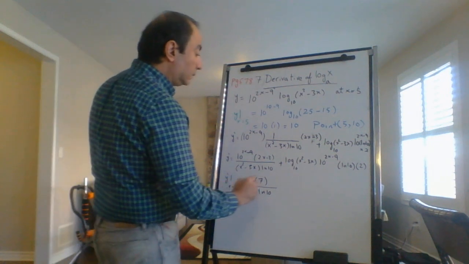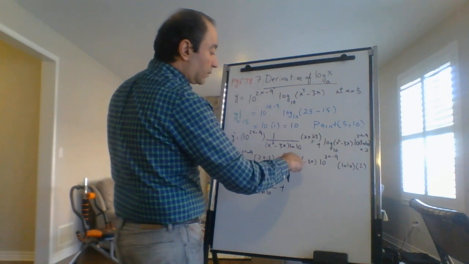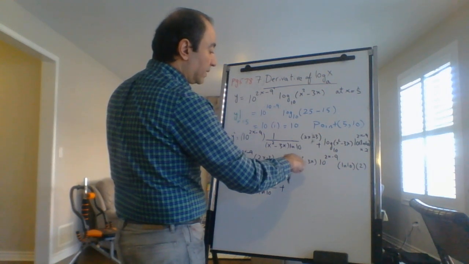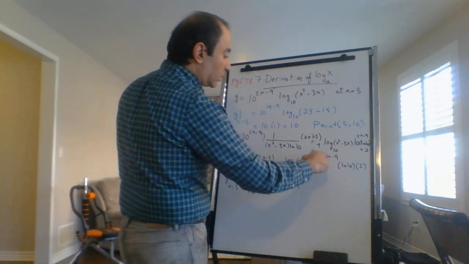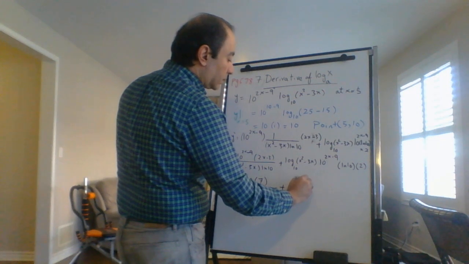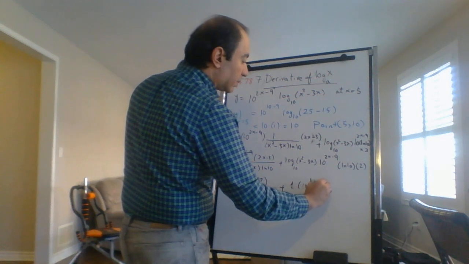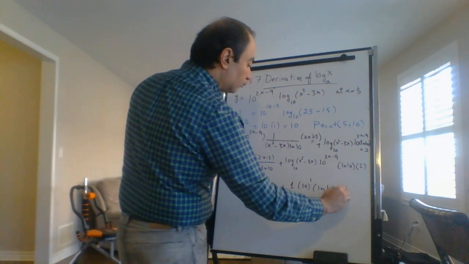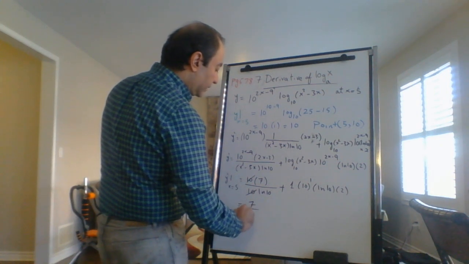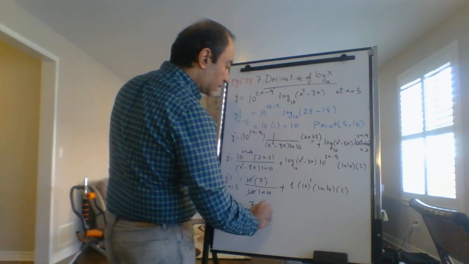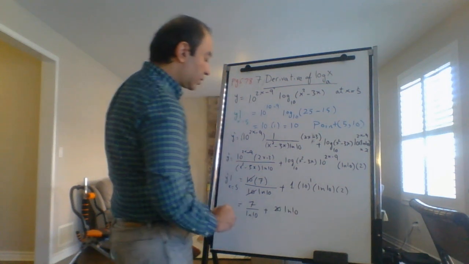Okay, plus log of 25 minus 15, so log base 10 of 10, which is 1, times 10 to the power of 2 times 5 is 10 minus 9 is 1, ln 10 times 2. This 10 and this 10 cancel out, so we have 7 over ln 10 plus 20 ln 10. This is the slope of the tangent line.